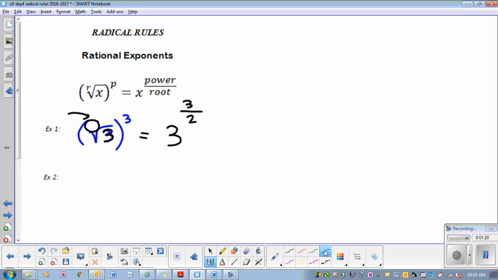So same thing if you were to have a variable inside. The 4th root of x to the 7th power. How do you rewrite this? X to the what? Good. 7/4 power. Good. Okay.